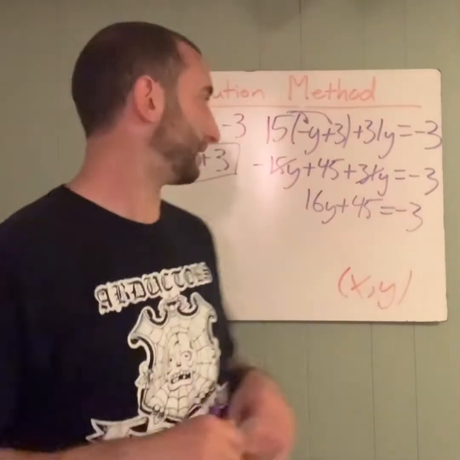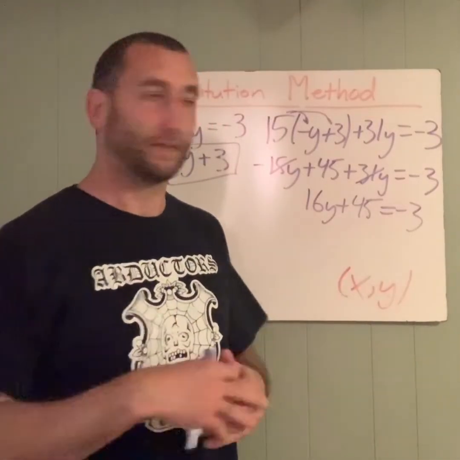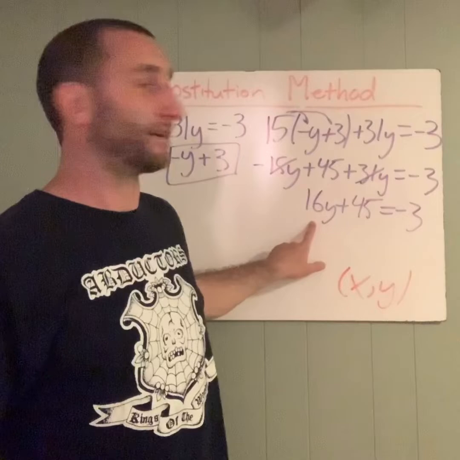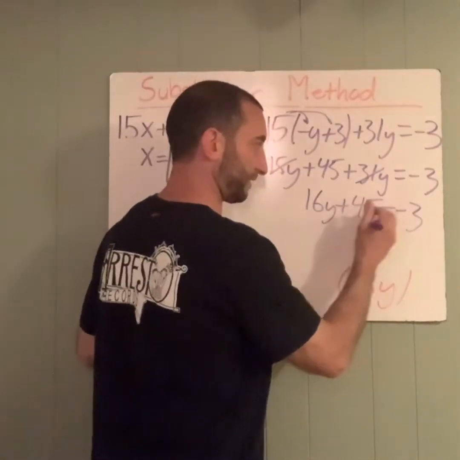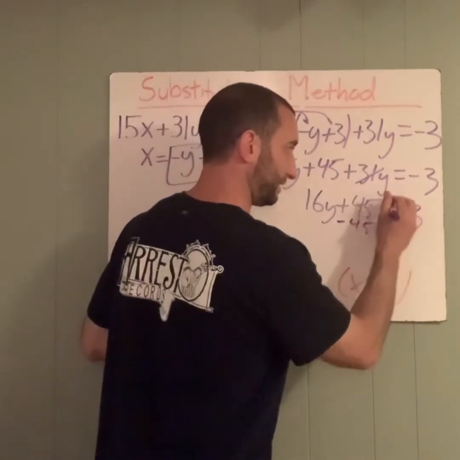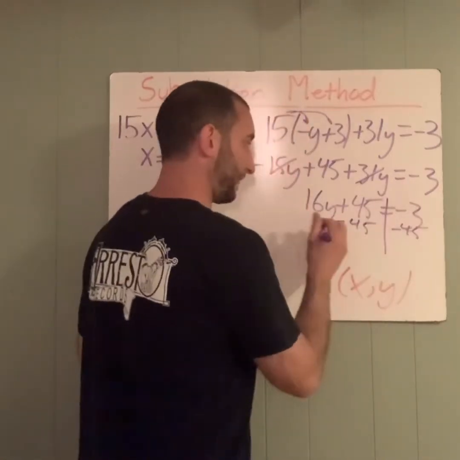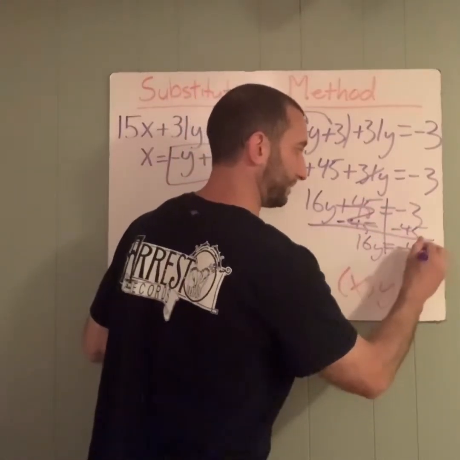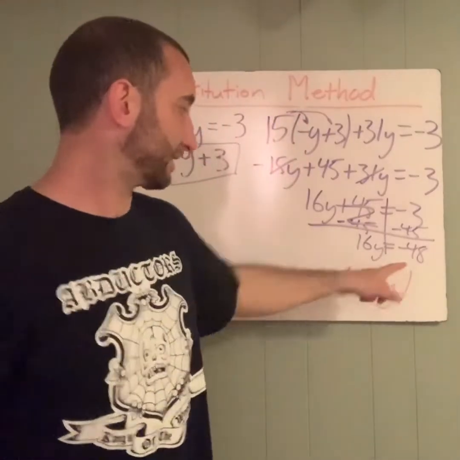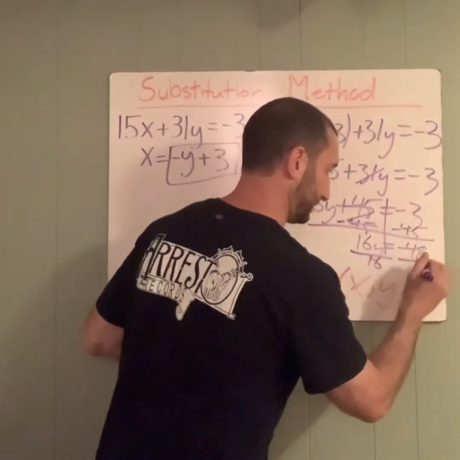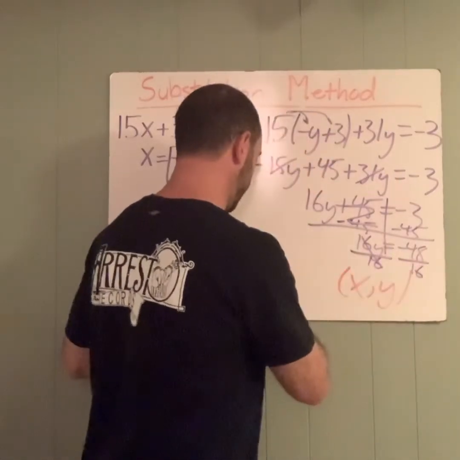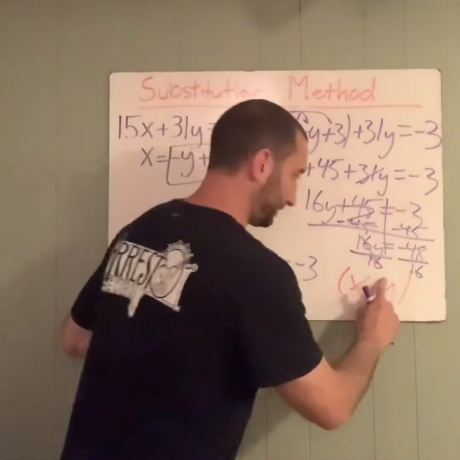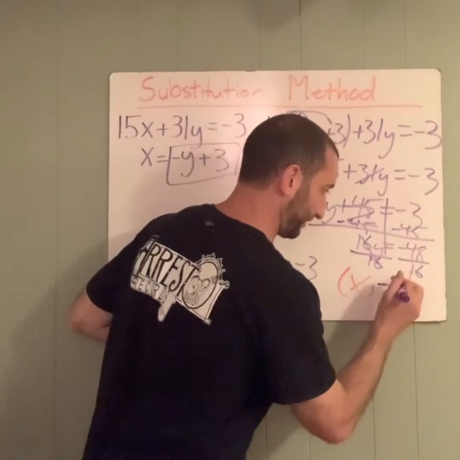Now we just have a 2-step equation where we move the term that has no variable using either addition or subtraction. In this case, it's going to be subtraction. And then we're going to divide by what's with the variable. So it says plus 45, so we do inverse. So subtract 45, and then we're going to have 16y equals negative 48. Last step is to divide both sides by 16. And we're going to have y equals negative 3. So for our ordered pair, we found the y coordinate. We know it's going to be negative 3.